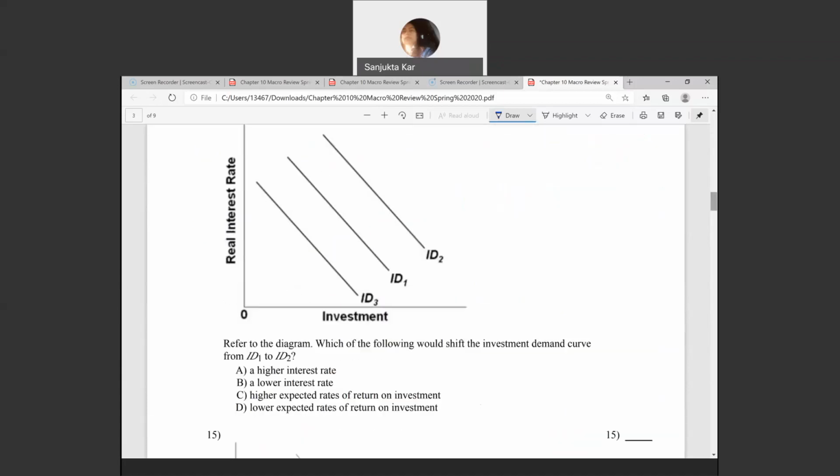Question number 14, which of the following will shift the investment curve from ID1 to ID2? That means it's going to be shifting to the right. So my answer is actually shifting to the right here. That is question number 14. This will be higher expected rate of return. If we expect the rate of return to go up, the investment demand curve will shift to the right.